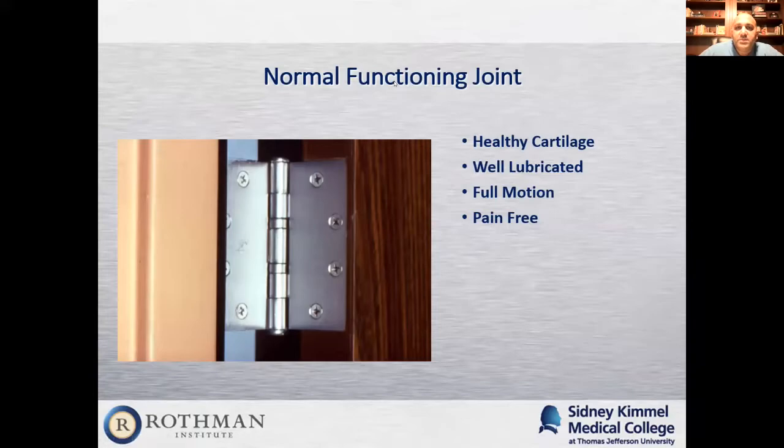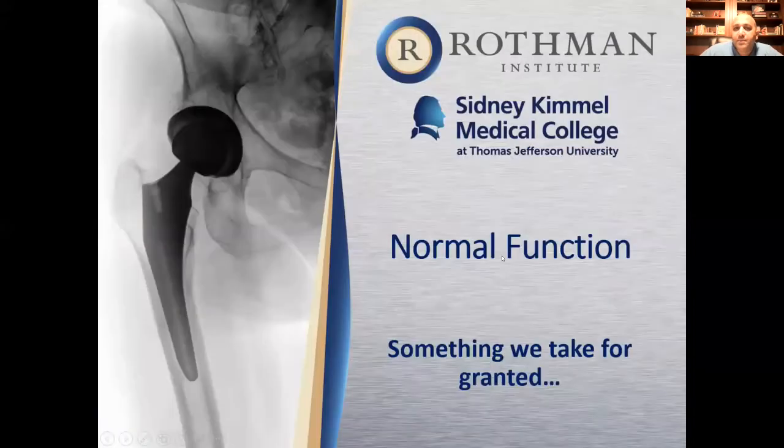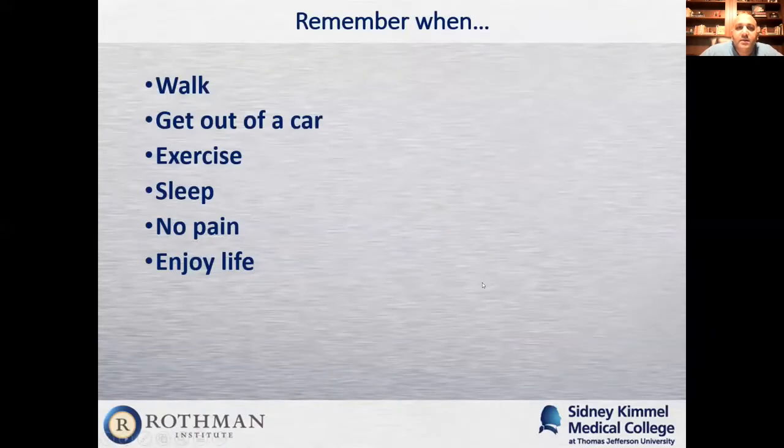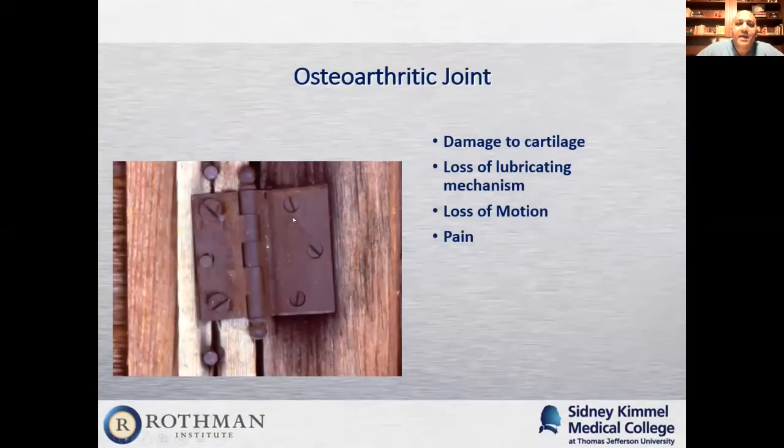So I liken arthritis to a door hinge. So this is a brand new door hinge, normal functioning joint, okay? Healthy cartilage, well lubricated, full motion, and pain-free. And then you take a lifetime of normal function, something we take for granted, and you can walk, you can get out of the car, exercise, sleep without pain or dysfunction, and enjoy life. And then, kind of life happens, right? 40, 50, 60, 80 years go by, and now you have this for your hip joint. This is a rusty door hinge. It creaks, it cracks. This is analogous to cartilage damage, loss of the lubricating mechanism, and loss of motion.